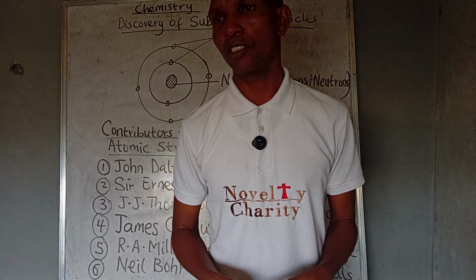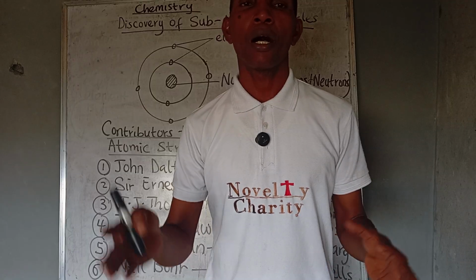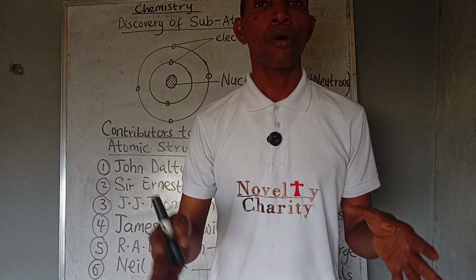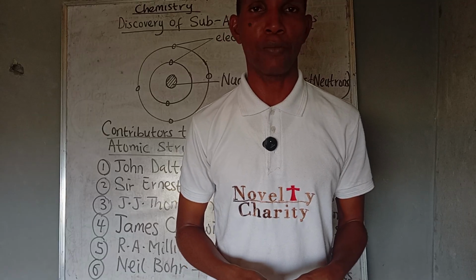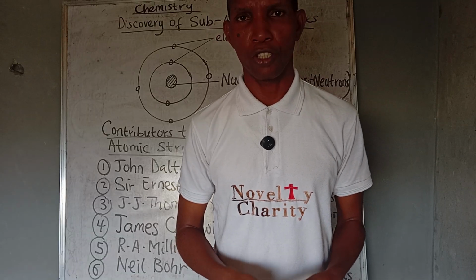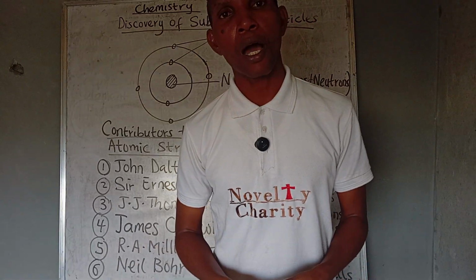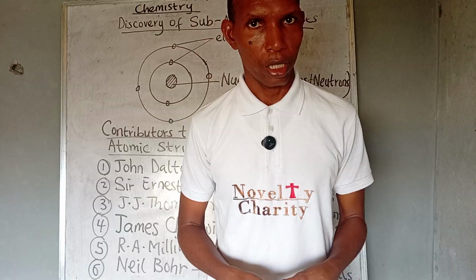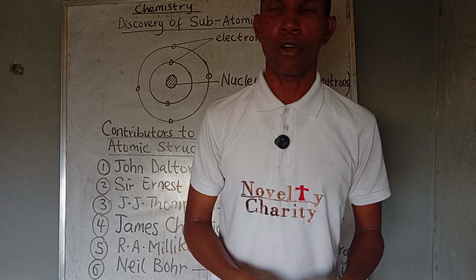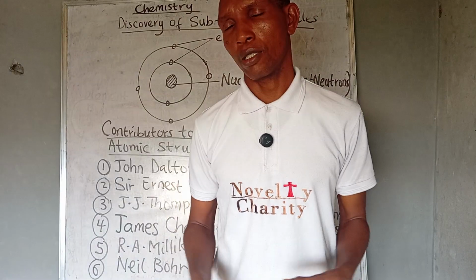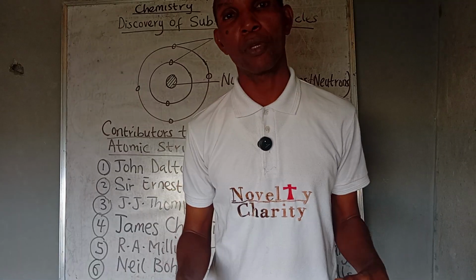The third statement in Dalton's atomic theory is as follows. Dalton said all atoms of a given element are alike in every aspect but different from those of other elements. Then the fourth statement in that theory says when atoms combine to form compounds, they do so in simple whole number ratios. Then the last statement of Dalton's atomic theory says that all chemical reactions result from the combination or separation of atoms.